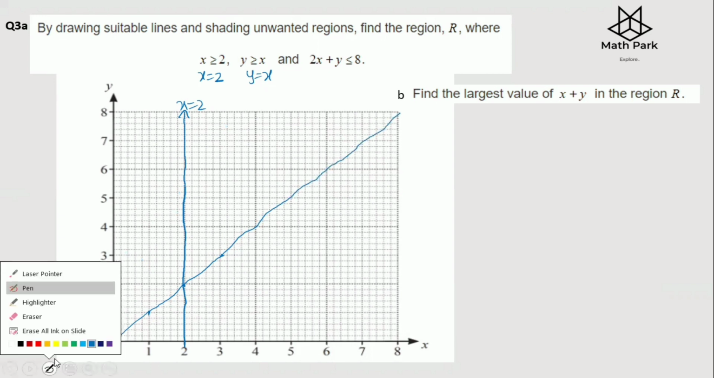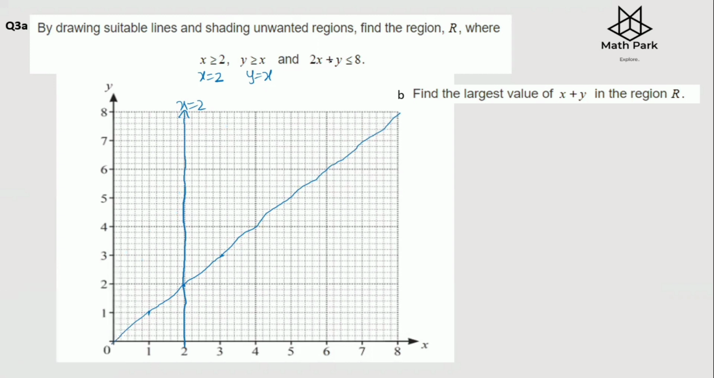Now for the third line, let us take the points which are to be plotted. So 2x plus y is equal to 8. This is going to be our boundary line. If you put x is equal to 0, you get y is equal to 8. And if you put y is equal to 0, then you get 2x is equal to 8, so x is equal to 4. So these are the points that we get. Let us plot these 2 points.